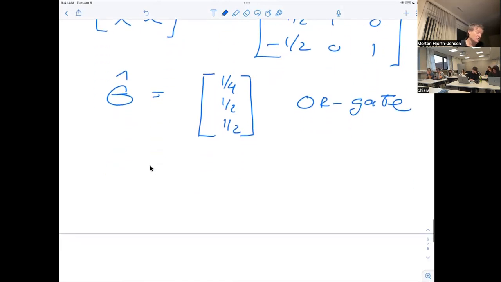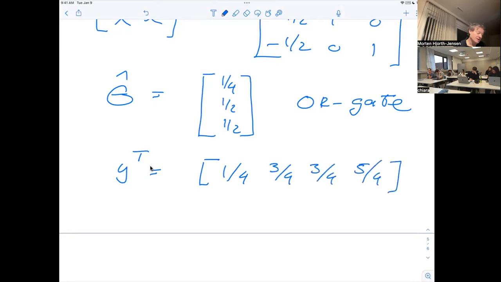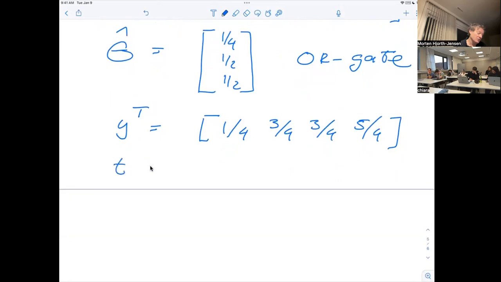And it's easy to check that. And that gives us then a prediction, Y transpose, which is equal to 1 divided by 4, 3 divided by 4, 3 divided by 4, and 5 divided by 4. The target which we want to reproduce is, in our case here, 0, 1, 1, 1.